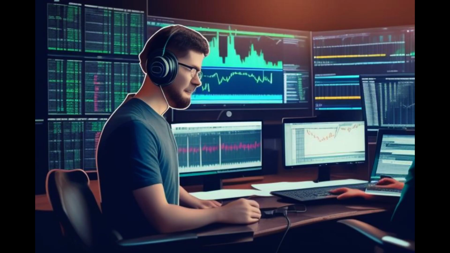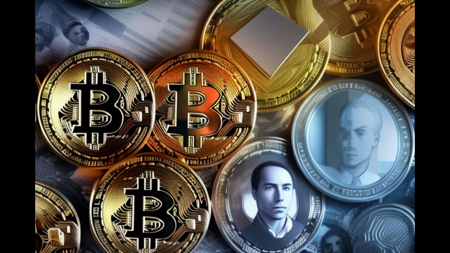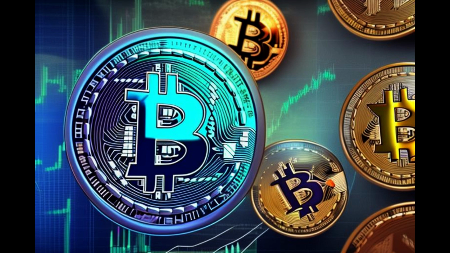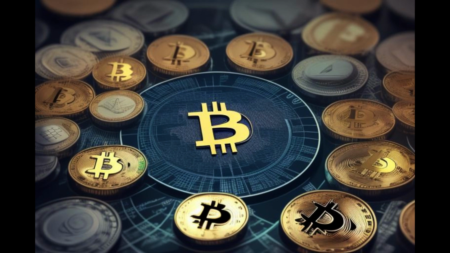Now that we've covered the basics, let's elevate your trading skills with some advanced strategies. Get ready to supercharge your profits. Day trading is an art. We'll unveil the techniques that successful day traders use to capitalize on short-term market movements. If you prefer a more laid-back approach, swing trading might be your style. Discover effective strategies to catch those profitable market swings.